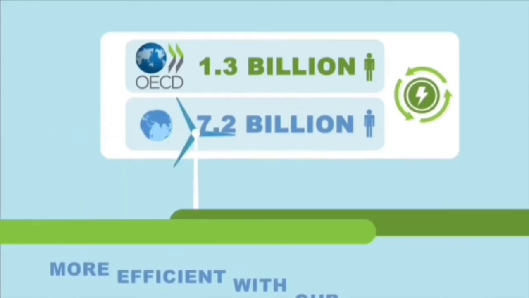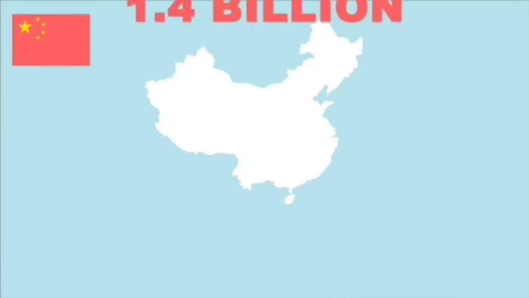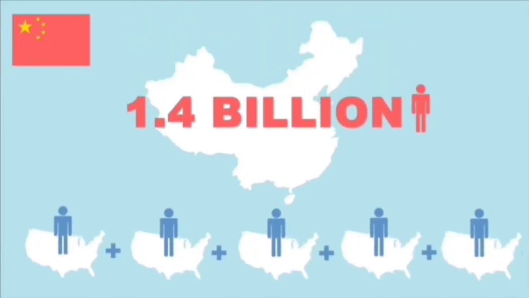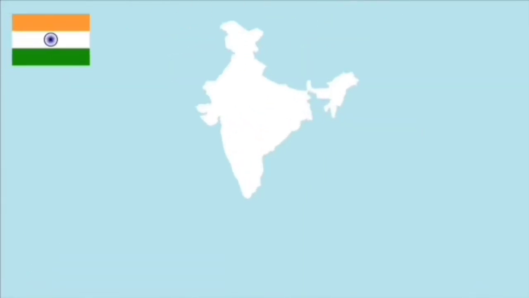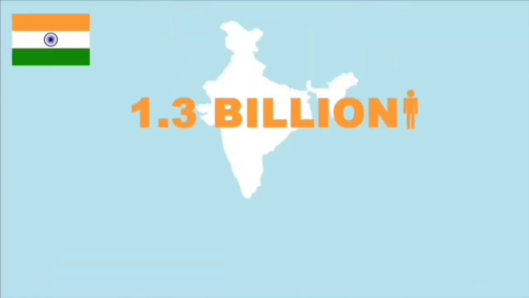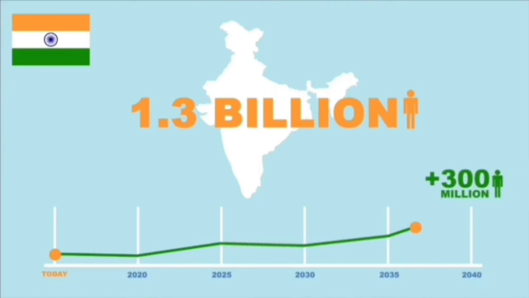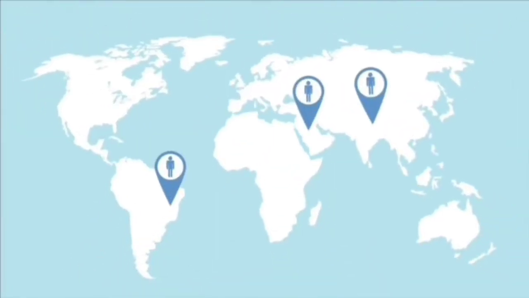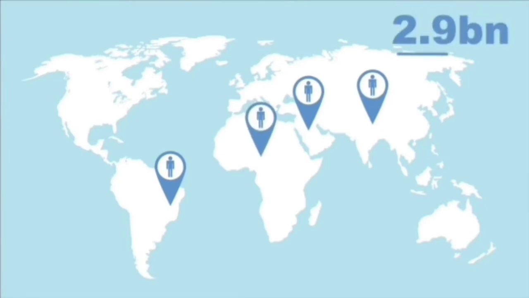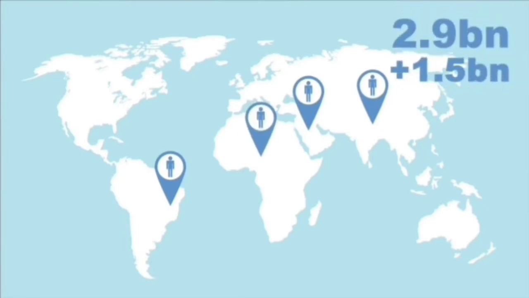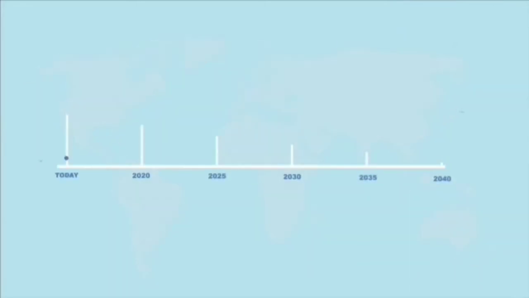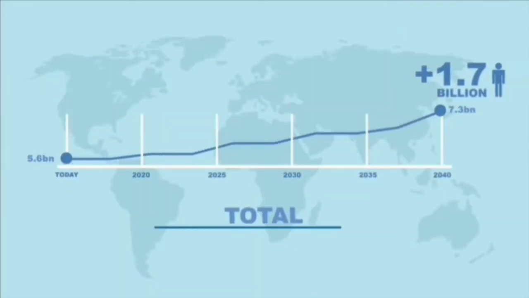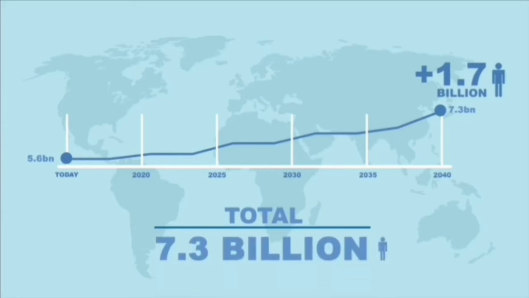The developing world is a little different. While China has settled out at about 1.4 billion people, or 5 times the population of America, the rest of the developing world is still growing. India, who already has 1.3 billion people, is estimated to add another 300 million people by 2040. The rest of the world, including Latin America, the Middle East, Asia, and Africa, who already have 2.9 billion people, will add a further 1.5 billion people in the same period. This means that in the developing world, it is likely that an additional 1.7 billion people will be added, totaling 7.3 billion in the developing world alone.